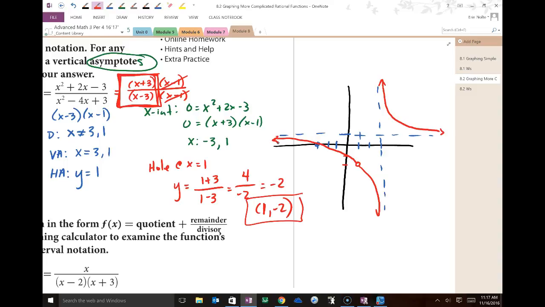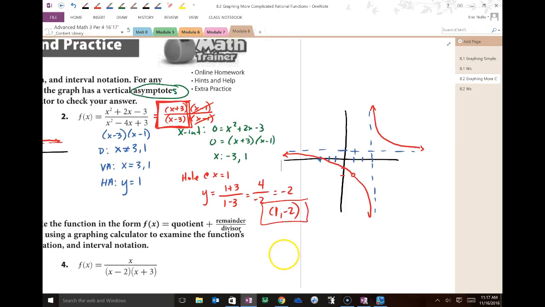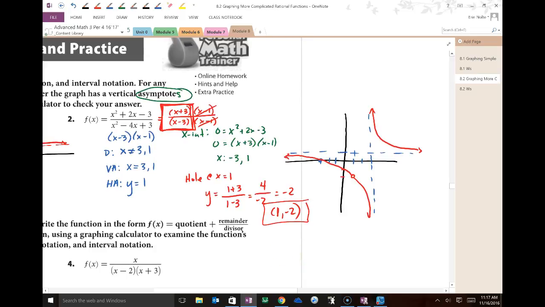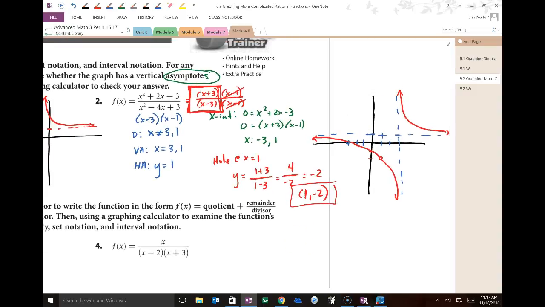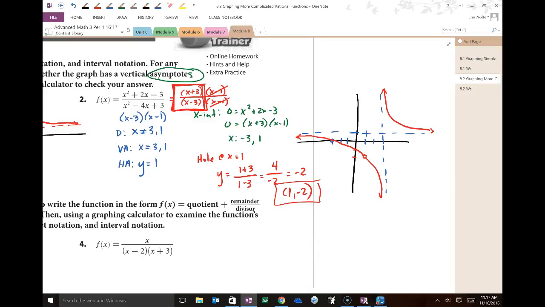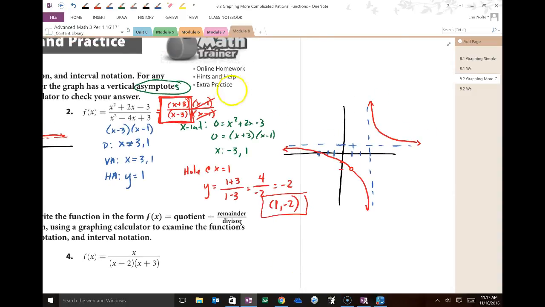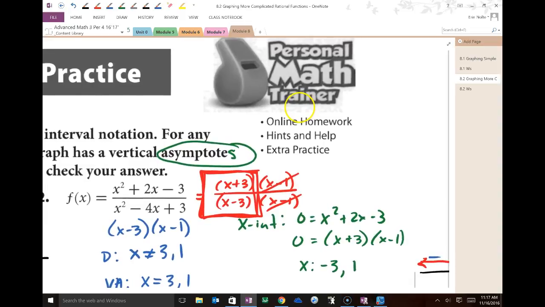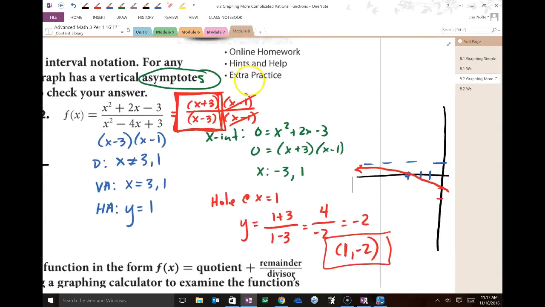How's everybody doing right now? A little bit shocked? I don't like holes. Because they're exactly the same equation. One is just reduced with a hole in it. My brain started to shut down. See the red box right here? The two equations are the exact same. X plus 3 over x minus 3. That's where I got that from, and I just plugged 1 in.